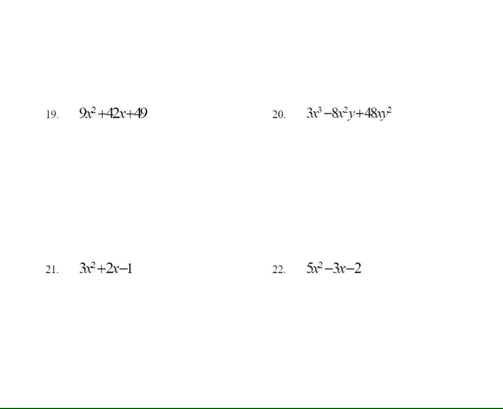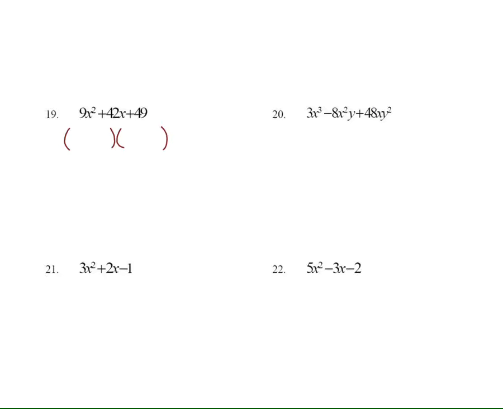And then similarly for number 19, we're again looking at a trinomial, first checking if there's a greatest common factor between 9, 42, and 49. Since they don't all have an x in them, I know there's no variable greatest common factor, but do 9, 42, and 49 share any common factors? And the answer is no. So then what I'm looking to do is factor this as two binomials.